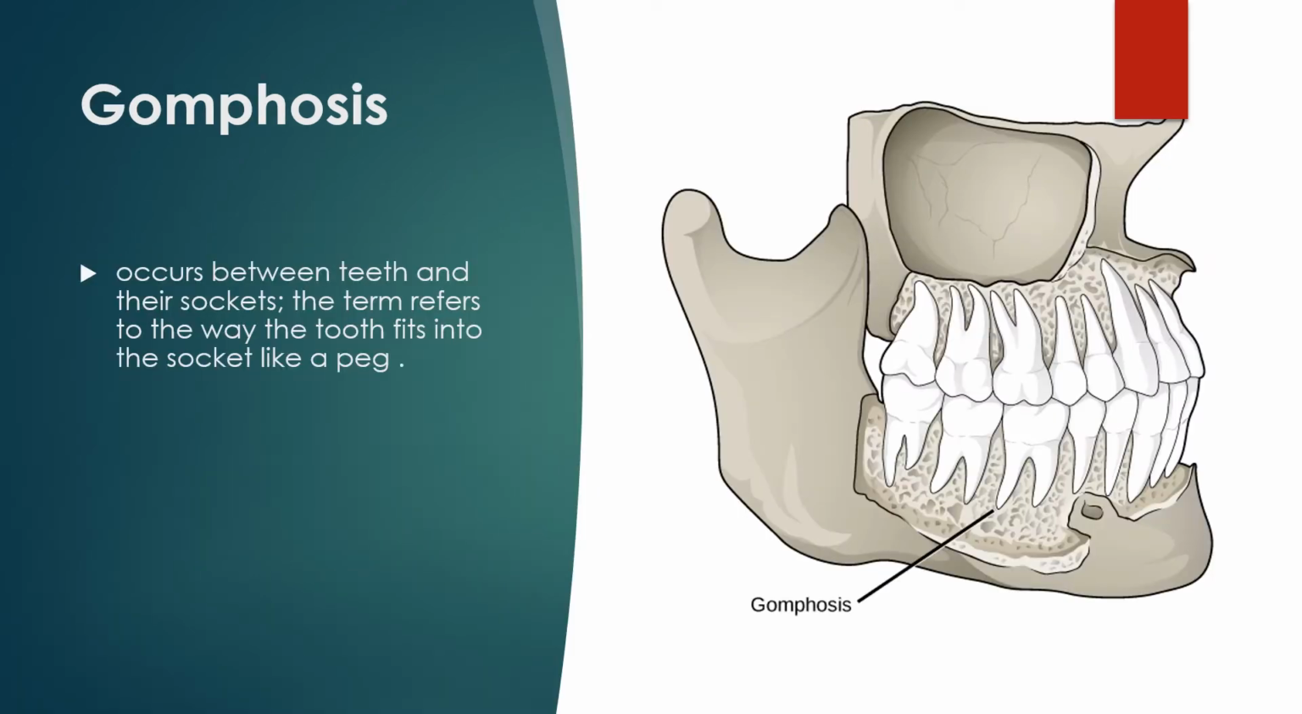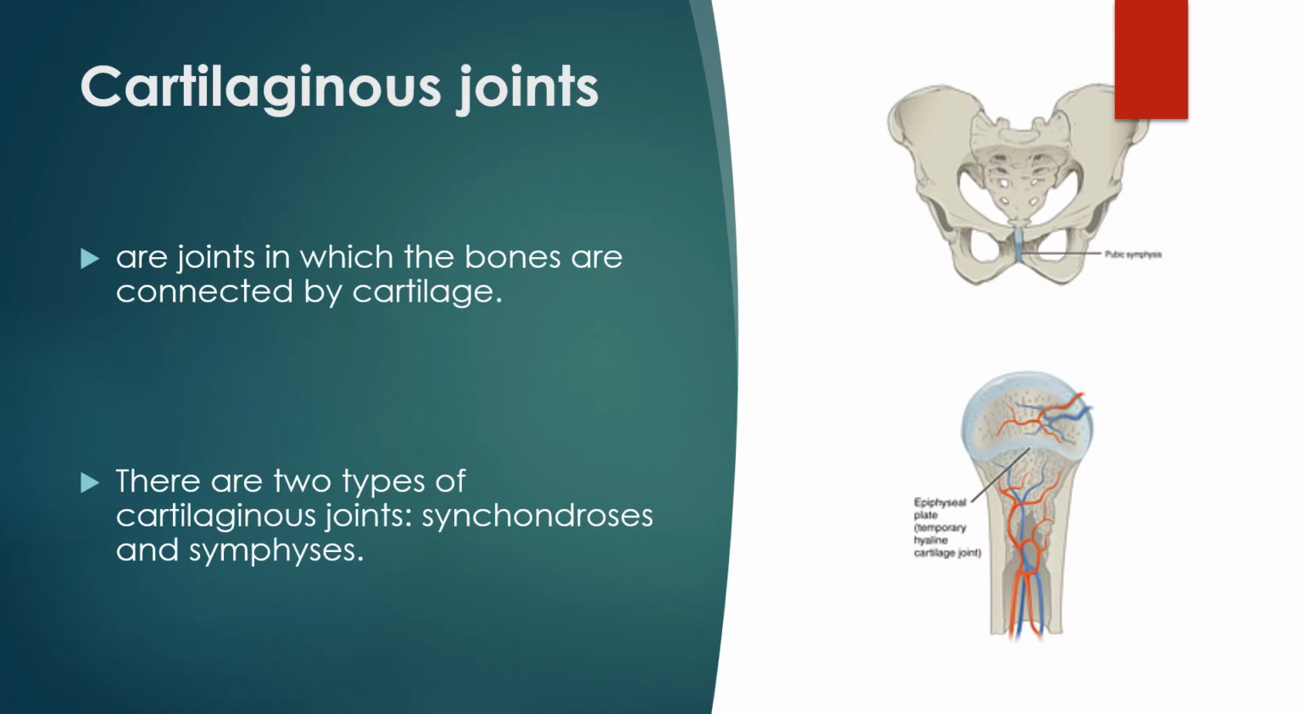Gomphosis. This occurs between teeth and their sockets. The term refers to the way the tooth fits into the socket like a peg. The tooth is connected to the socket by a connective tissue referred to as the periodontal ligament.